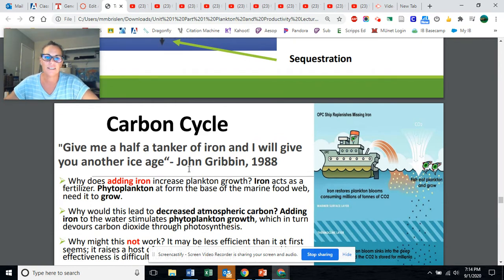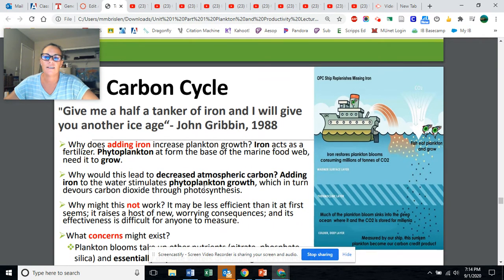And in 1988, John Gibbons is quoted as saying, "Give me half a tanker of iron and I will give you another ice age." So this is an idea where we can maybe sequester more carbon, and speed that up by adding iron to the water, really feeding plankton. So iron acts as a fertilizer, and then the phytoplankton will form the base.